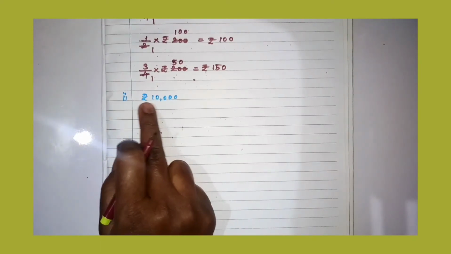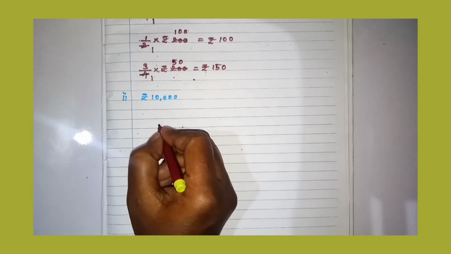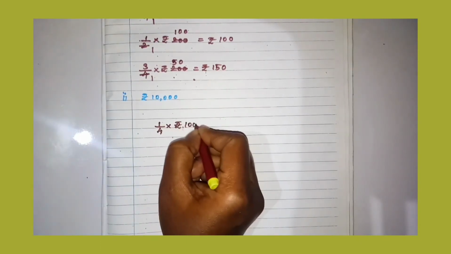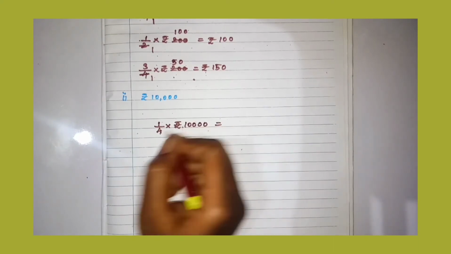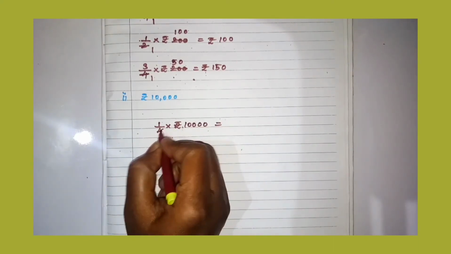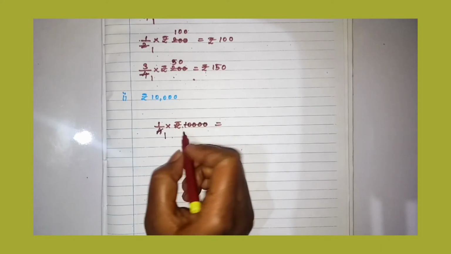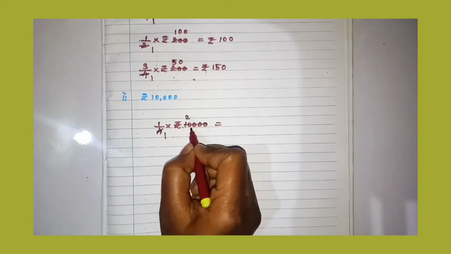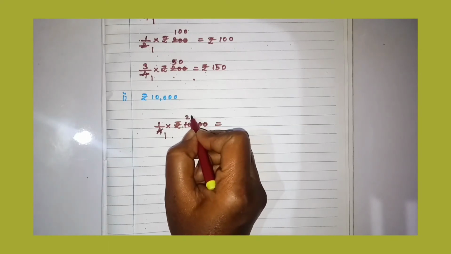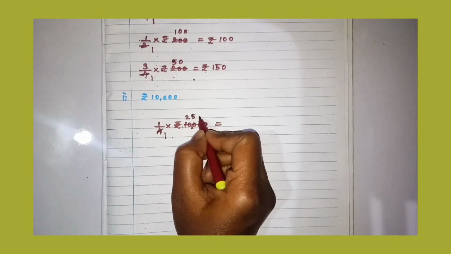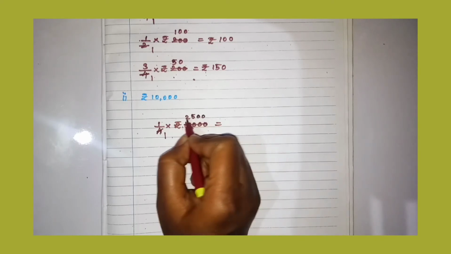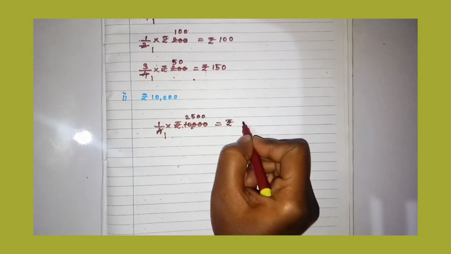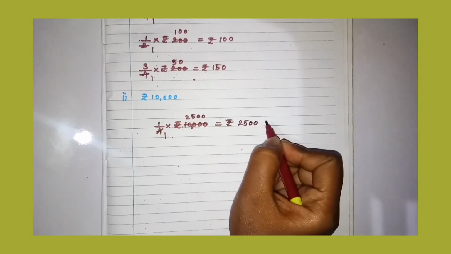Second sum, rupees 10,000. First we write quarter part. So 1 by 4 into rupees 10,000 is equal to 1 4s are 4. This value we cancel. 1 4s are 4. 2 4s are 8. Remaining 2. 5 4s are 20. Last two 0s adding means we get 2,500. So 1 into 2,500, rupees 2,500.